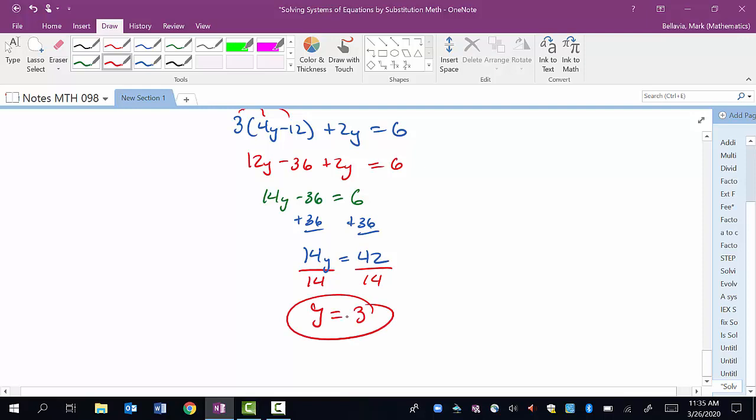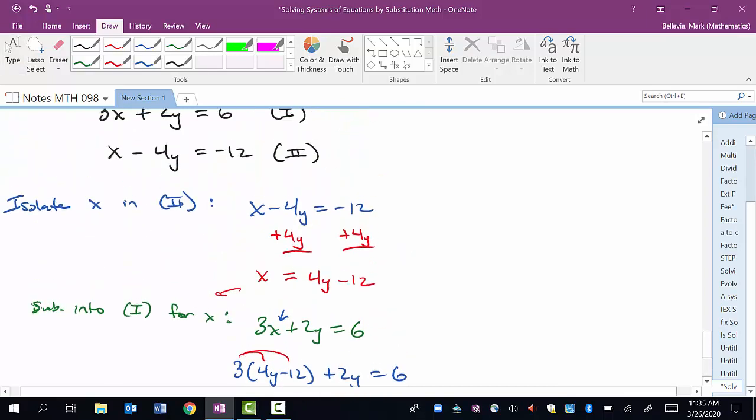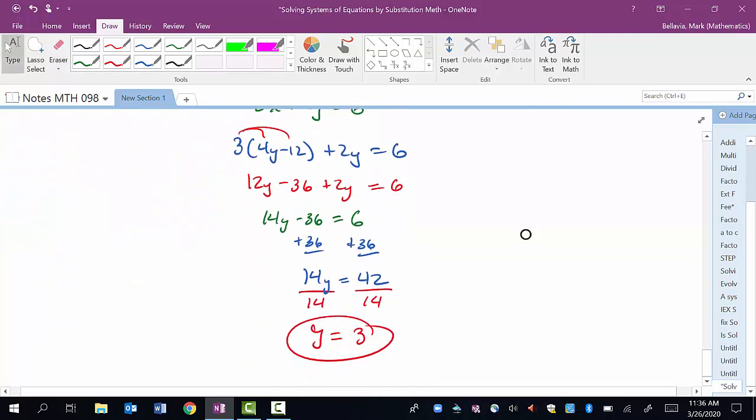Now once you have that, you can sub this back into either of the original equations to get the corresponding x value. Remember, it's not just y equals 3. Don't stop here. You also need the x value that goes with it. To find the x value, sub into either of these originals. I'll sub into 1 just to show you that it doesn't matter which one.